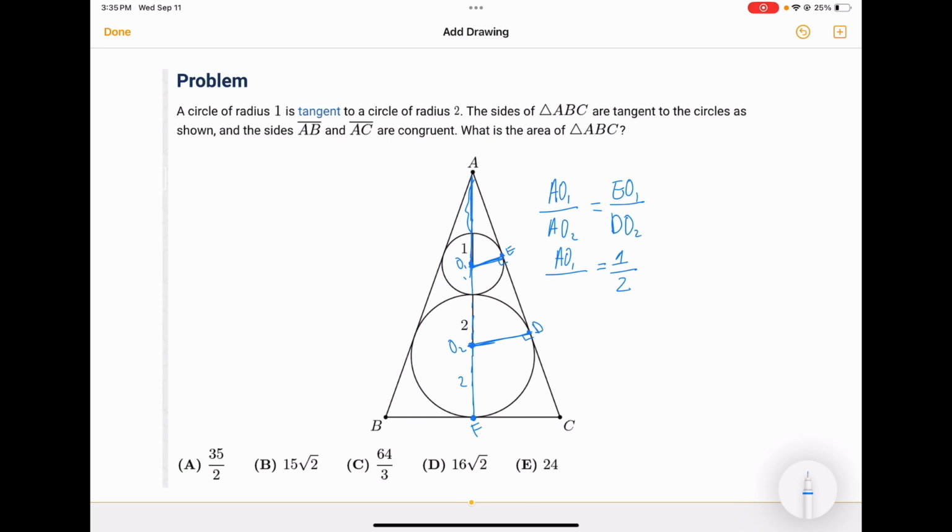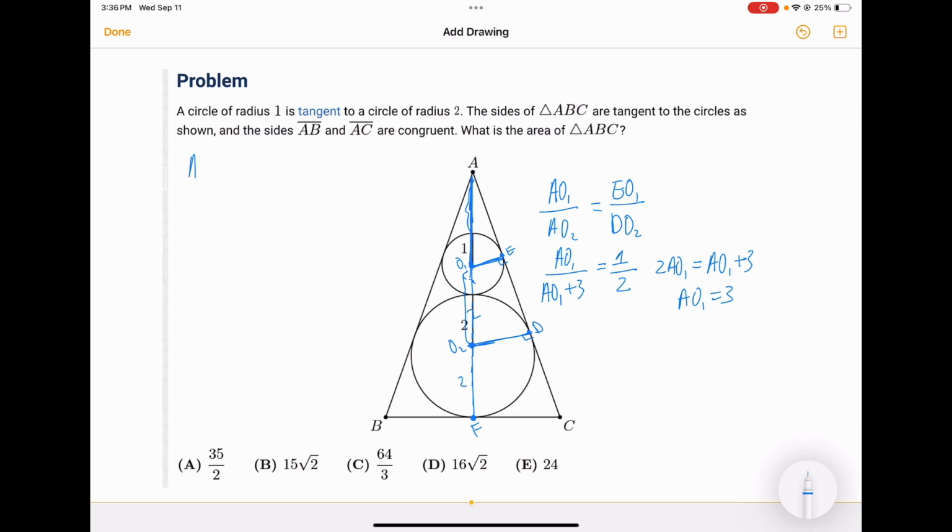AO2, which is the entire segment, is equal to AO1 plus this segment right here. That segment is 3 because, as I said, this part's 1 and this part's 2. So it would be AO1 plus 3. Then we can cross multiply, so we get 2AO1 is equal to AO1 plus 3. Moving this over, we get AO1 is equal to 3. So now that we know AO1, we can find out AF.